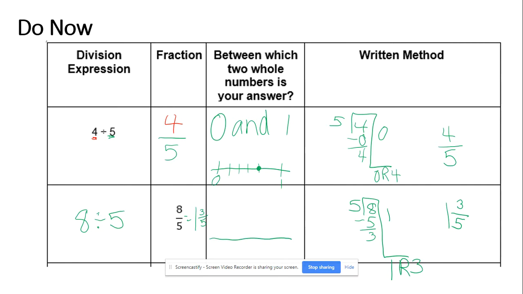If we were to plot this on a number line, we can say it's a little bit bigger than 1, and the next number on a number line would be 2. We're once again going to split this into 5 equal pieces. That's better. And now we're going to plot 1 3/5. So 1, and then we're going to go over 3 places. 1, 2, 3. And we can see that 1 3/5 falls between 1 and 2 on the number line. So between which two whole numbers is your answer? 1 and 2. If you need to pause this so you can write this down, that's fine. I'm going to keep moving on, but feel free to pause anytime.